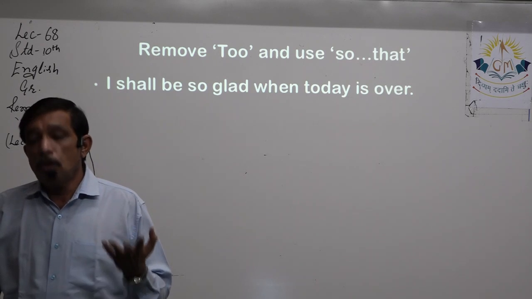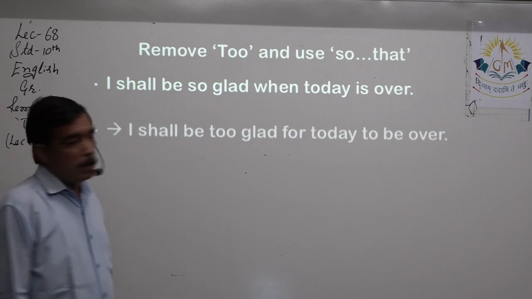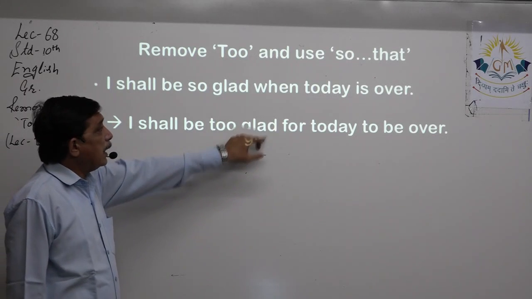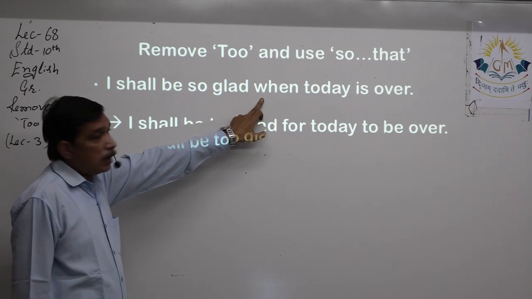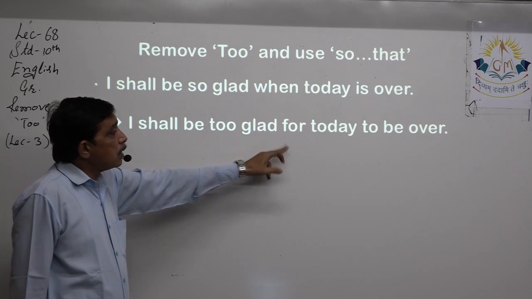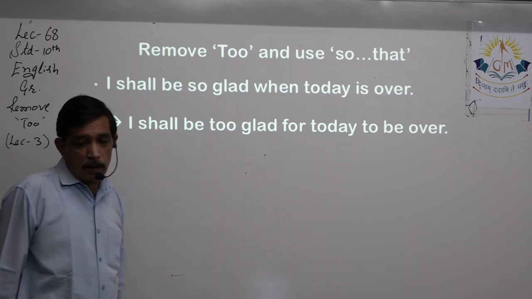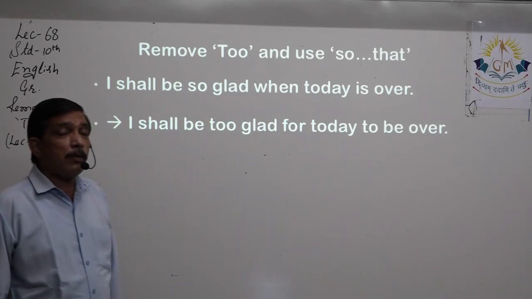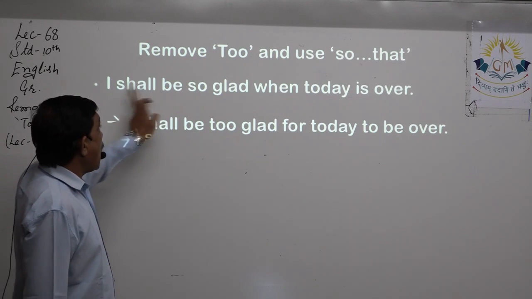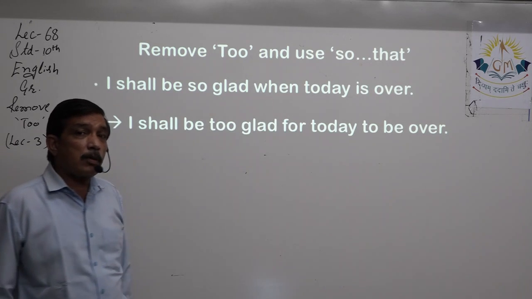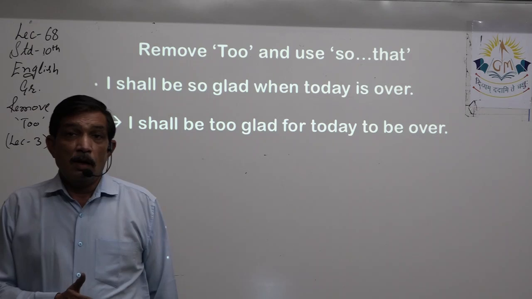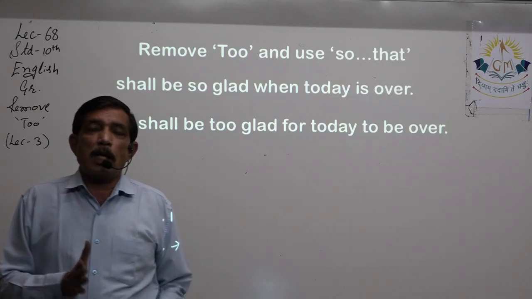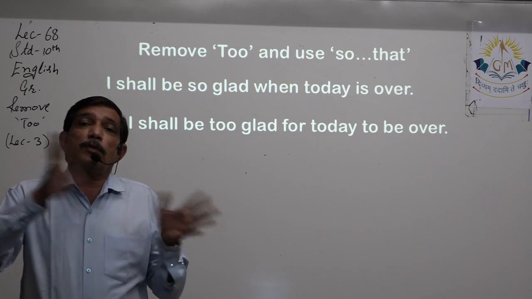Then how to change it to "too"? Now "I shall be too glad." I am so glad, too glad, it has become, but here "when" is there, time is there. So I don't need "that". I'll use something else. I'll be too glad for today to be over. Why? Because today is still not over. Why did I use "when"? Why did I not use "that" in the question? "I shall be so glad that today is over." Today is complete. But according to this sentence, when today is over, that means today is yet not over, and I have still lots of work to do, lots of difficulties to come.